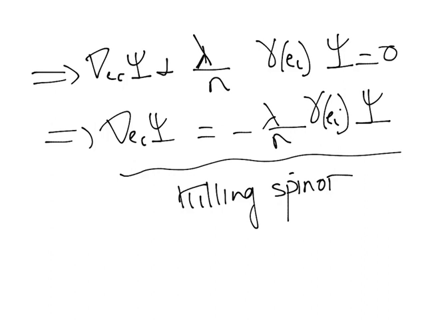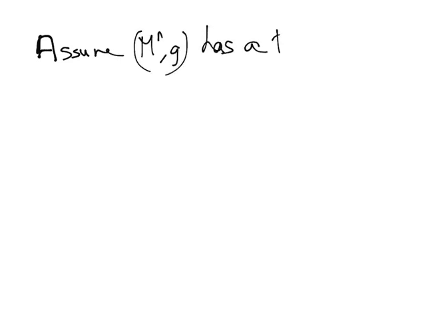So in the case of equality in the Friedrich inequality, I'm going to get the Killing spinor, and now I'm going to prove the opposite, the converse. If I have a Killing spinor, then I have equality, the equality case in the Friedrich inequality. At the same time, I'm going to prove also that my manifold is Einstein. So assume that my manifold has a Killing spinor.